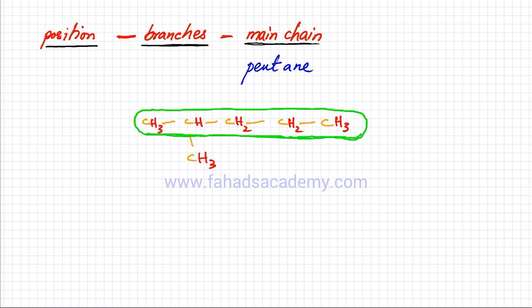So that's the first thing. We've identified the main chain. We've named the main chain. Now we're going to focus on the branches. And there's only one branch over here. And that branch has 1 carbon atom. So since it has 1 carbon atom and it's an alkyl group, the branch would be called methyl. We just did alkyl groups, so the branch is methyl.